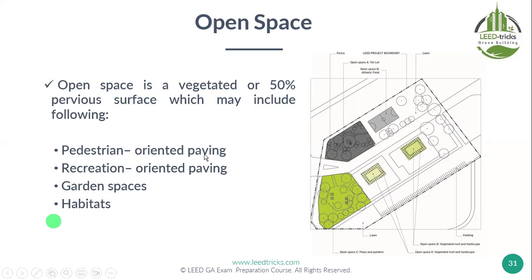We can have pedestrian-oriented paving, recreational-oriented paving, garden space, habitat, so many options the landscape engineer can employ, whatever he sees best suits his design. So he has full control, he can do whatever he wants, but the maximum, we said 50% pervious in open space, is considered open space. The whole area is considered open space. Yes, not a difficult thing.